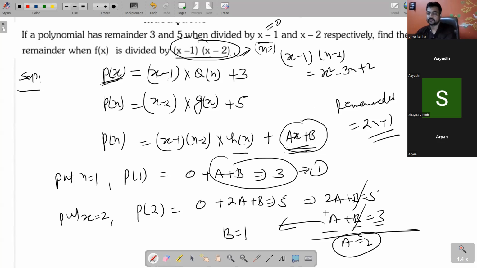Okay. So the remainder will be 2x plus b. Sorry, remainder will be 2x plus 1. Yes. Aryan, समझा समझी? Yes, sir. हाँ. नोट कर लो फिर आगे चलते हैं.